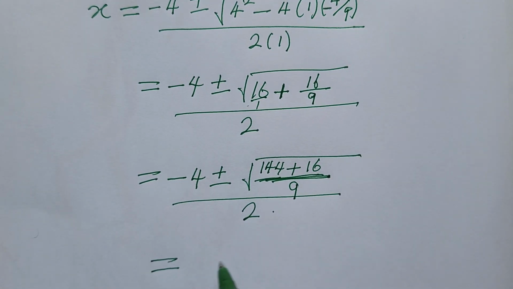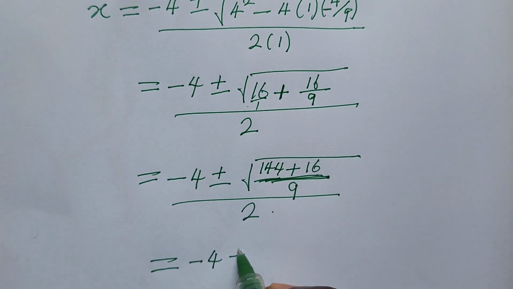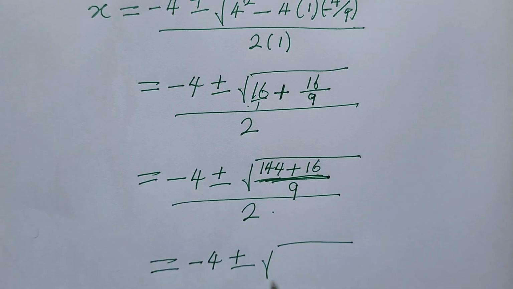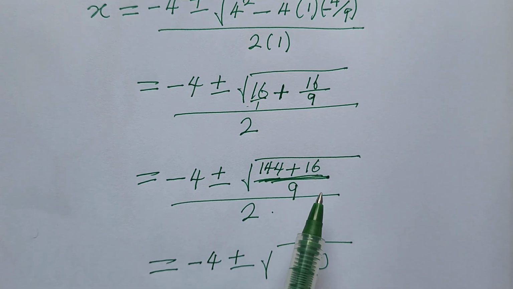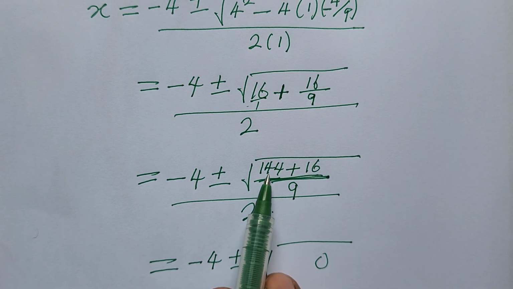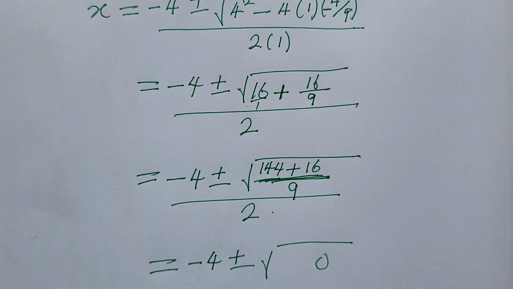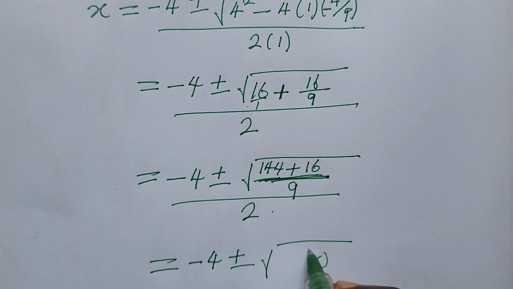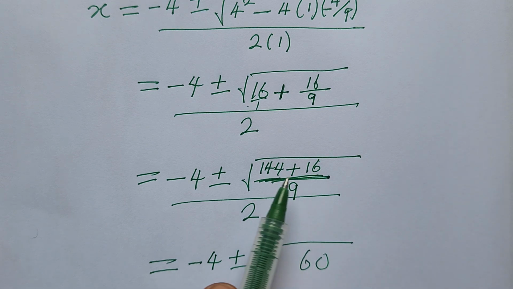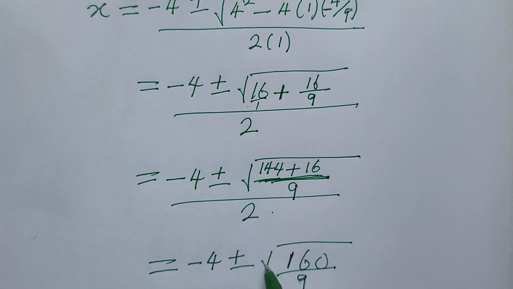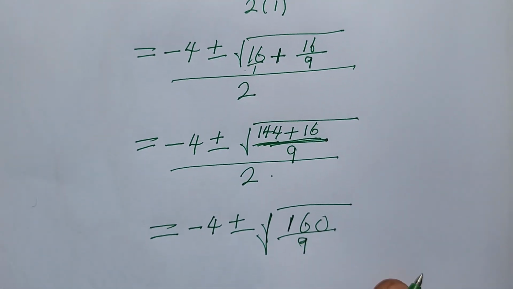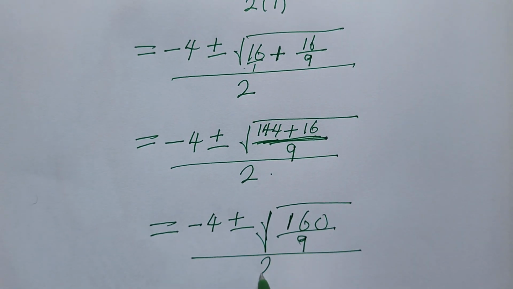So this will now be equal to minus 4 plus or minus the square root. If we add these, 6 plus 4 gives us 0 carry 1, then 1 plus 4 gives us 5, plus the 1 we carried gives us 6. We have 160 here, all over 9, and all of this is over 2.